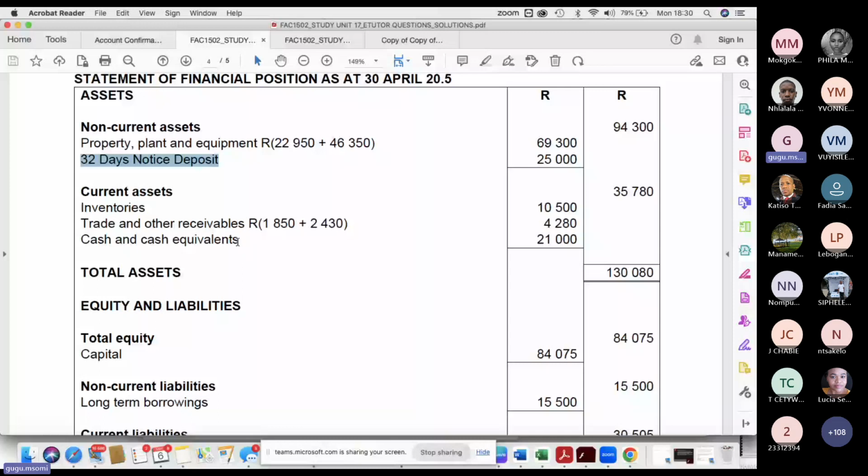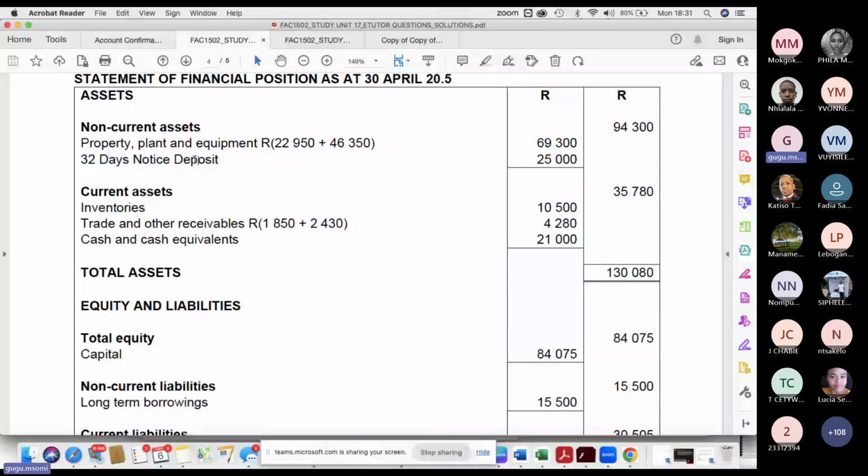Is everyone clear? Is that okay? Sorry, I can't see notes or anything. Okay, I'm assuming everyone's fine. So it's just the solution had an error in the naming. Your 32-day notice is the 21,000. It is a current asset, and this here should be your investment in shares.